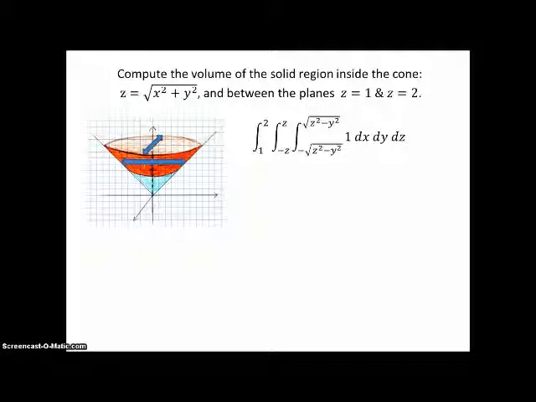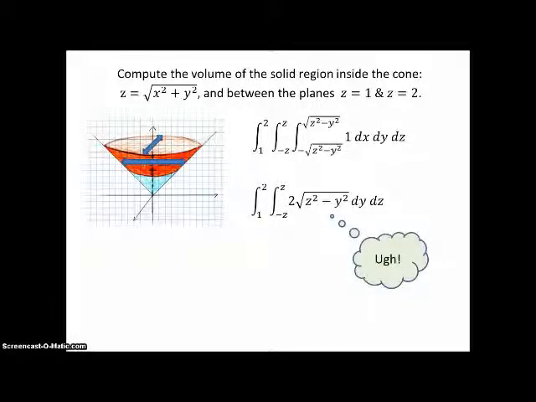We'll integrate with respect to x and substitute our limits of integration. We'll get an integrand of 2 times the square root of z squared minus y squared. That's not a very easy integral to do. You could, however, use trig substitution and let y equal z sine u. Well, I did that on some scratch paper and did some simplification and came up with this integral, which is not too thrilling.